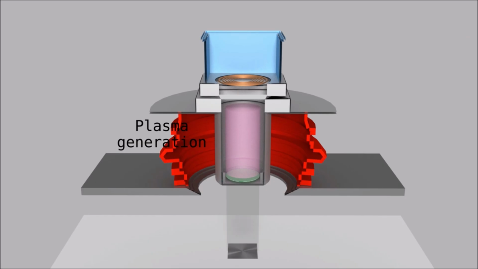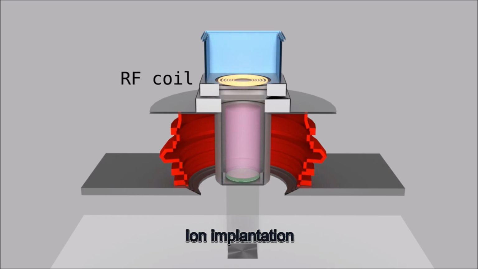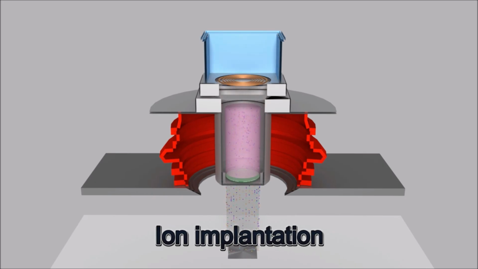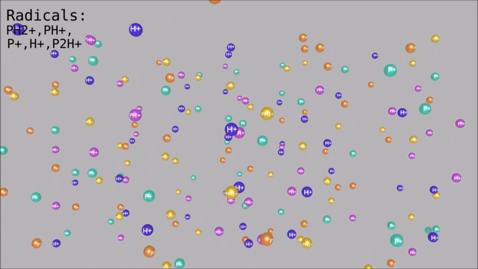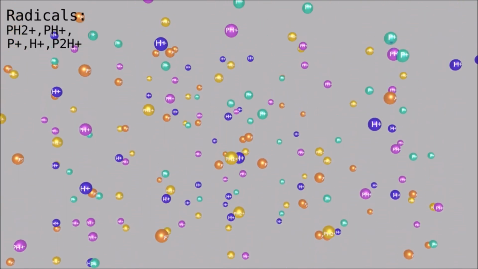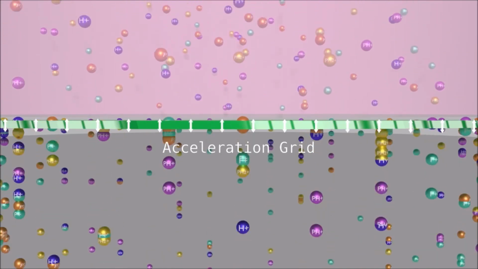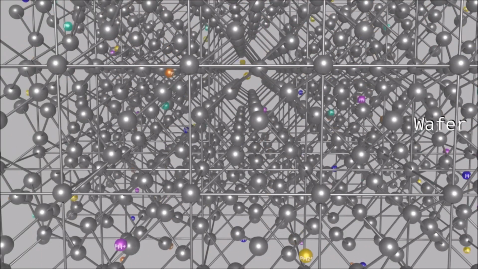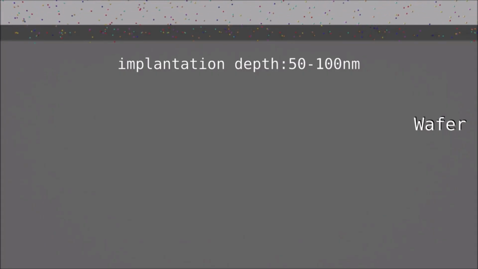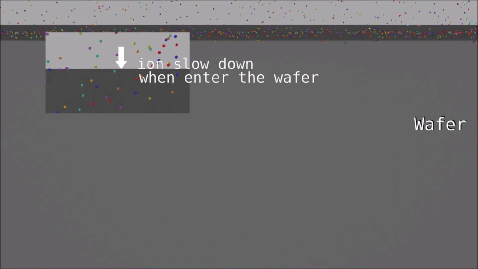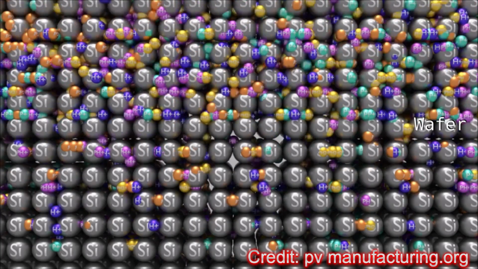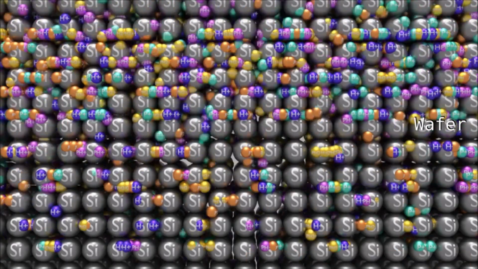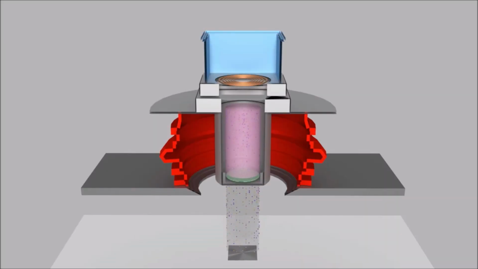Another advanced technique also exists, called ion implantation. Instead of relying on thermal diffusion alone, ion implantation accelerates dopant ions using electromagnetic fields to physically embed them into the silicon crystal with extremely high precision. Ion implantation is widely used in advanced semiconductor manufacturing and is increasingly being explored in high-efficiency photovoltaic technologies because it allows much finer control over dopant concentration and junction depth.